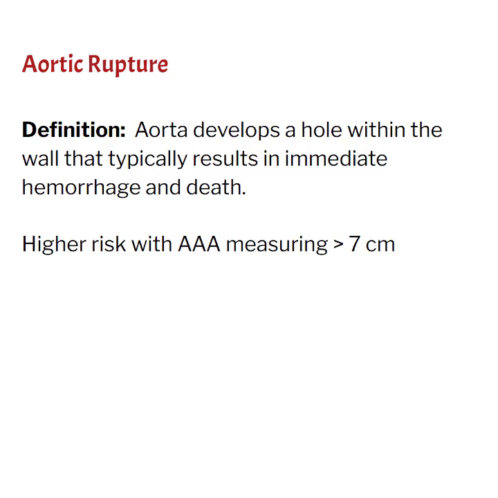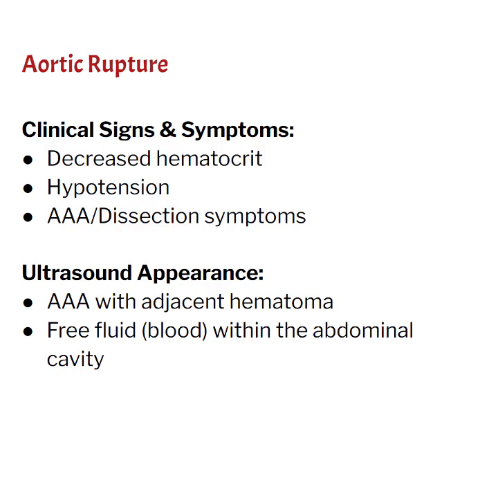Aneurysms measuring over 7 centimeters in diameter are more likely to rupture. If a patient is stable enough to have a blood test, they would show a decrease in their hematocrit due to the internal bleeding. If enough blood is lost from the system, this will result in hypotension, or decreased blood pressure. Ultrasound is not routinely used to evaluate for aortic ruptures. However, small leaks may be detected near known aneurysms.